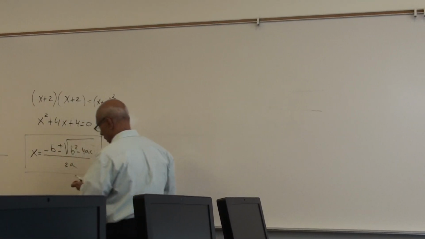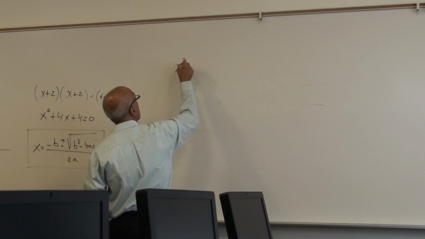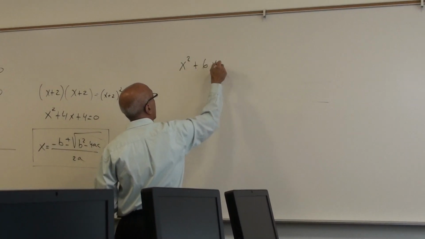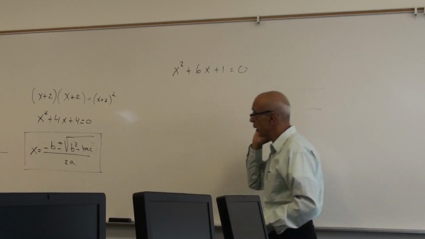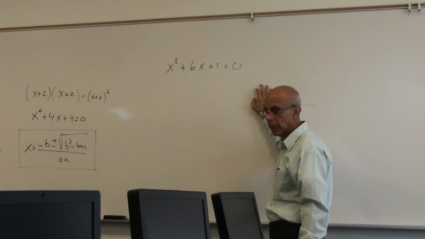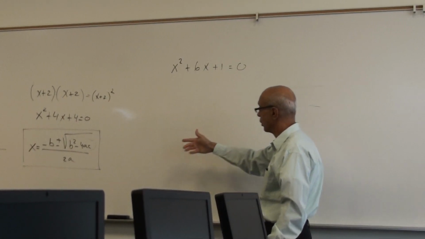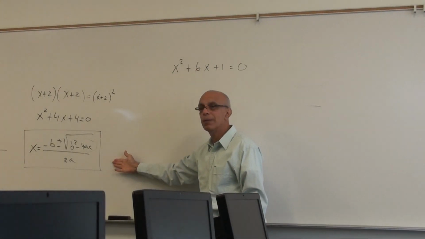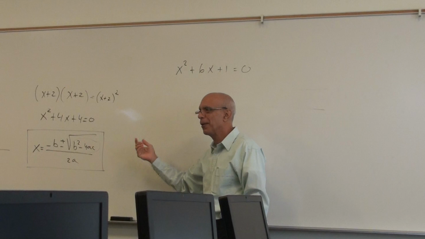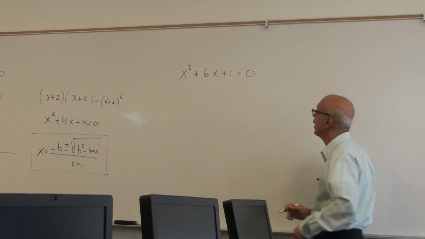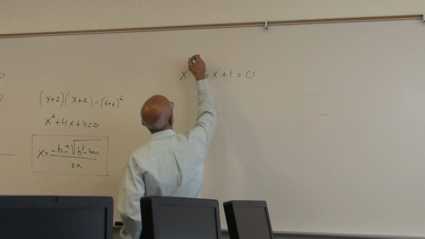I have this equation here. I have x squared plus 6x plus 1 equal to 0. And I look at this here and say, oh, that's not factorable. I cannot use it, right? And I could use the formula, but I just forgot the formula, okay? So there is a third method. That's what I'm going to use now. The third method is called completing the square, okay? Completing the square.